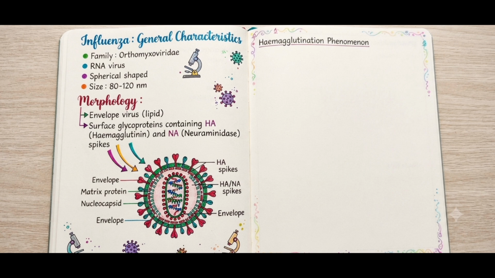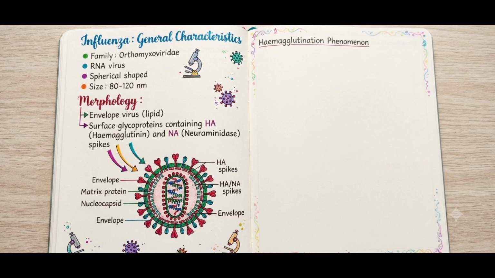Now, let us understand the general characteristics and morphology of influenza virus. This is an important topic for BSc MLT microbiology, and the diagram is very useful for writing a short essay or long answer question. General characteristics. First, let us look at the general characteristics. Influenza virus belongs to the family Orthomyxoviridae. It is an RNA virus and is an enveloped virus.